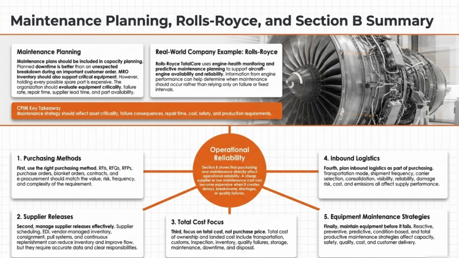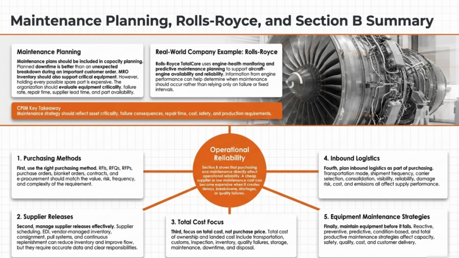Fourth, plan inbound logistics as part of purchasing. Transportation mode, shipment frequency, carrier selection, consolidation, visibility, reliability, damage risk, cost, and emissions all affect supply performance. And finally, maintain equipment before it fails. Reactive, preventive, predictive, condition-based, and total productive maintenance strategies affect capacity, safety, quality, and customer delivery.